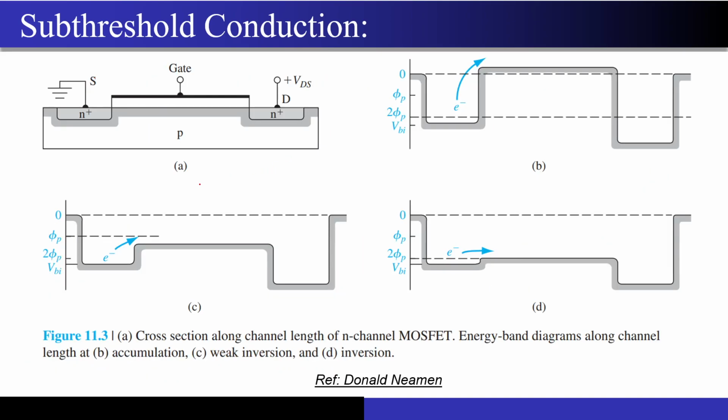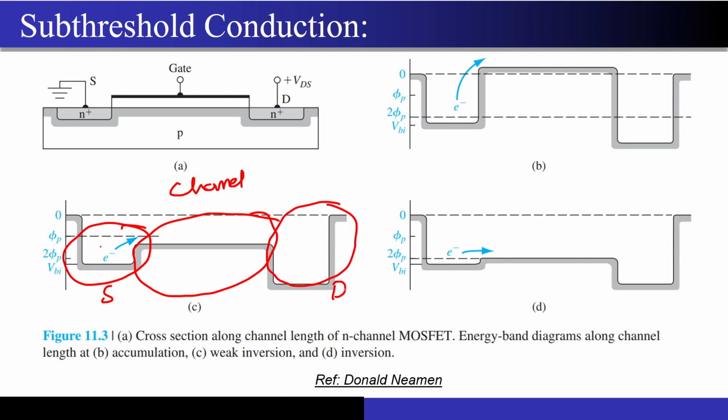Now coming to these, these are just a few energy band diagrams that I have drawn. You can refer to them later also. This is my source region, this is my region of the channel, and this is my drain region. What I'm showing over here is what happens in the case of accumulation. This is the case of the weak inversion. Weak inversion means I have not completely inverted, but still there are sufficient electrons near the interface, and this is the case of the inversion region.